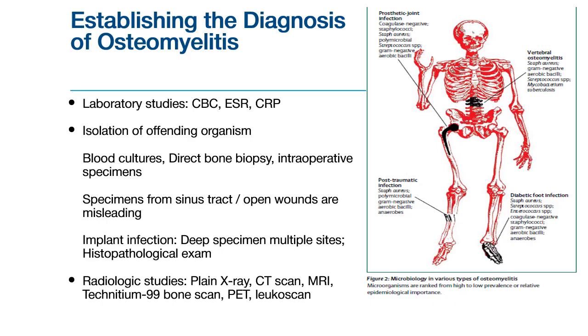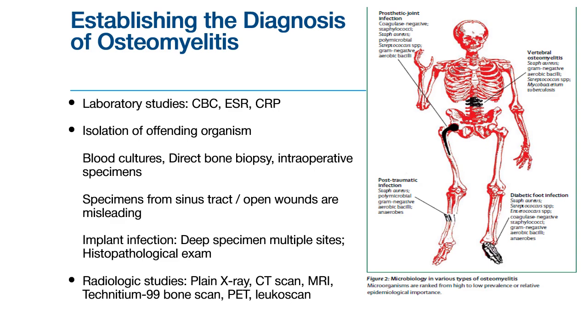Specimens from a sinus tract or open wounds are misleading because they usually don't reflect the true pathogen. The concordance between a sinus tract culture and a deep culture is high if you recover Staph aureus. Otherwise, there is no concordance between the two specimens.